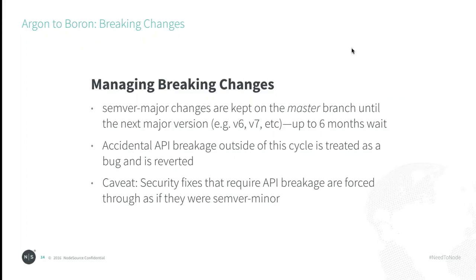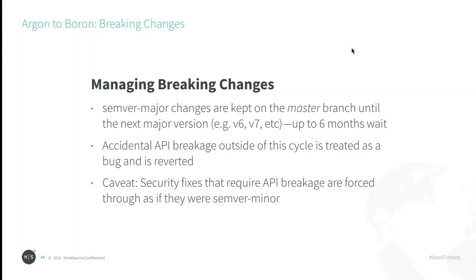Any API breakage outside of that 6-monthly cycle is treated as a bug, and we revert it as quickly as possible. It does happen in that 6-monthly period. It happens a bit more often than we'd like, and we try very hard to minimize that over time, but it does happen occasionally. We treat that very seriously though.